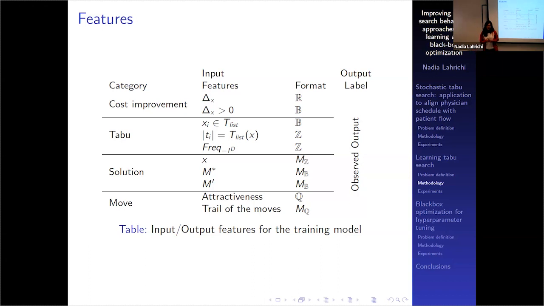Because if you look only at the cost improvement and you say, oh yeah, but changing the task on Tuesday for physician 1 was improving, you cannot use this information as is because it depends what the solution was. Sometimes it's improving and sometimes it's not improving. So you have to have the solution.